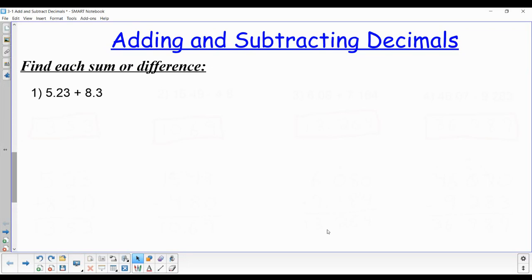In this video, we are going to review adding and subtracting decimals. The directions are to find each sum or difference, sum when you're adding them and difference when you are subtracting them. So the way I'm going to have you do this might be a bit different than you're used to because you're going to start having your work done algebraically.